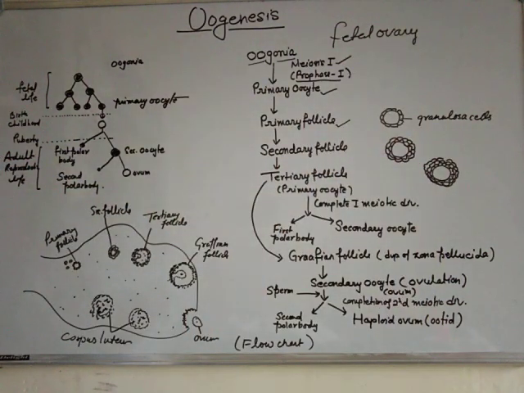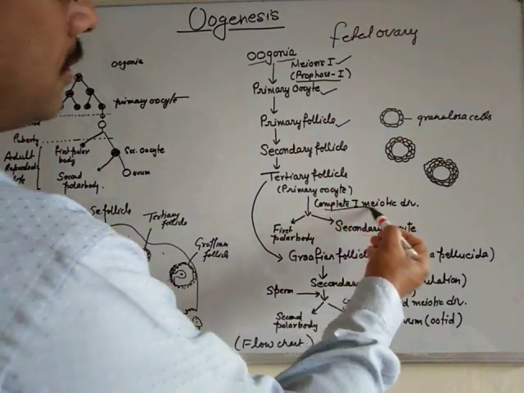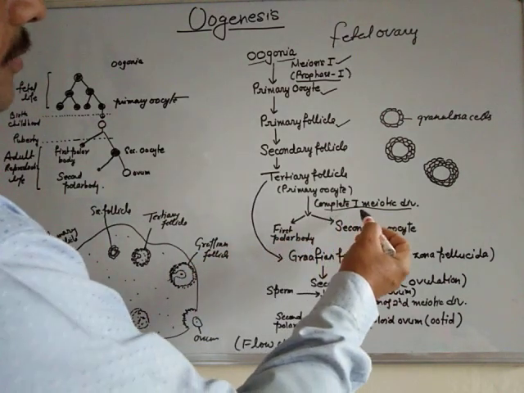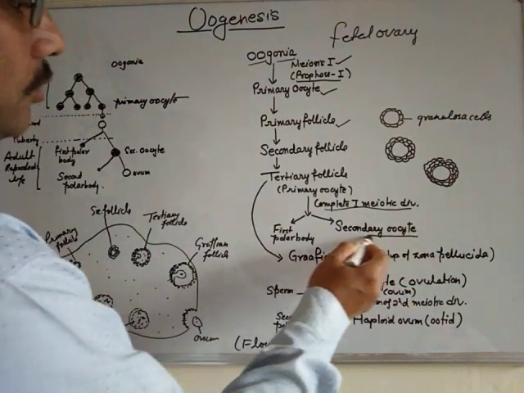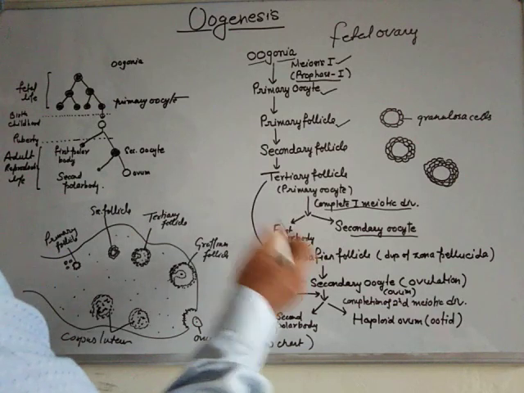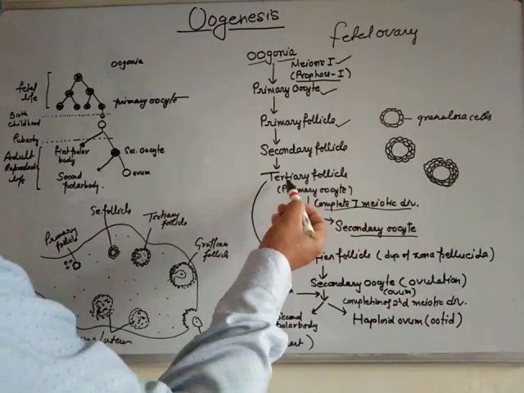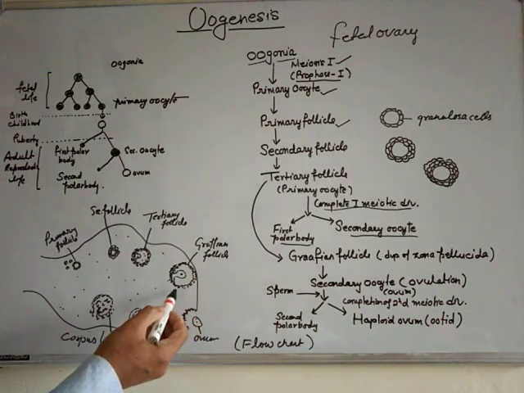Now this primary oocyte completes the first meiotic division here within the tertiary follicle. When the first meiotic division completes, it forms a secondary oocyte and the first polar body. We don't know the function of the polar body. Now this tertiary follicle is converted into the Graafian follicle. This is the Graafian follicle.